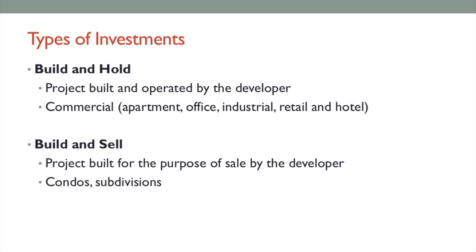So I'm going to get some technical terms out of the way. There are two types of investments that usually we look at. First is what's called a build and hold. That's essentially a commercial project where the developer is proposing an apartment building, commercial, retail, office, industrial, with the intention of holding on to the development after it's completed. So it's looked at as a long-term investment. And that has a different approach than the other one, which is a build and sell, which is traditionally a condo or a subdivision where the developer builds and gets out. So they do two different approaches to it.